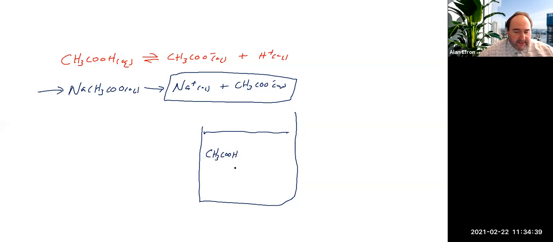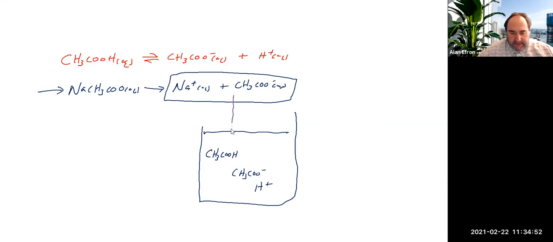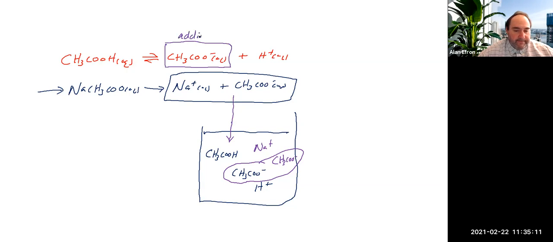We've got some acetic acid floating around in there, some acetate, and some H plus. So by putting that sodium acetate in there, we're dumping in some more sodium ions and some more acetate ions. And that is essentially going to increase the amount of acetate ions in the solution. And based on Le Chatelier's principle, it would be like adding more of this guy.